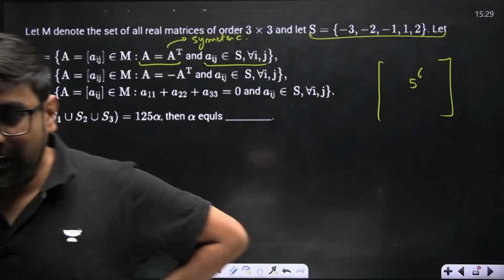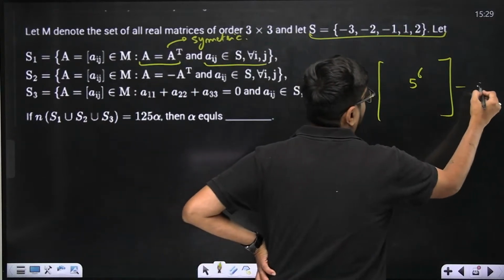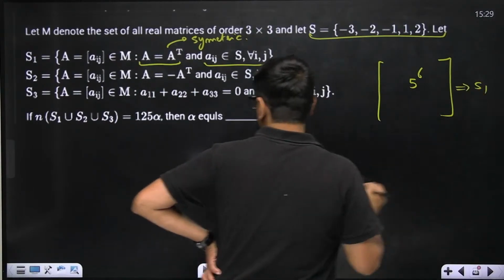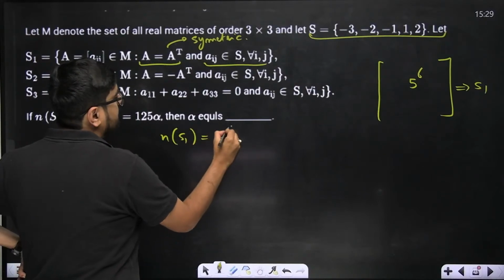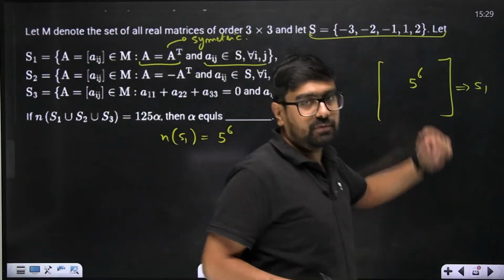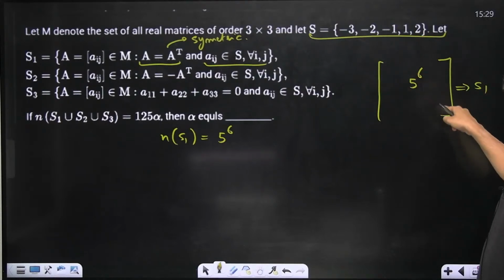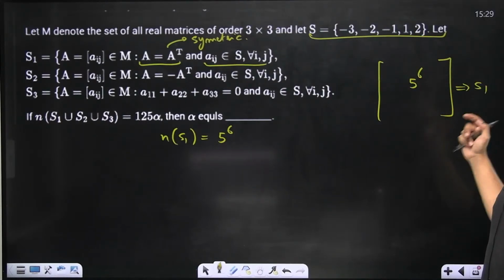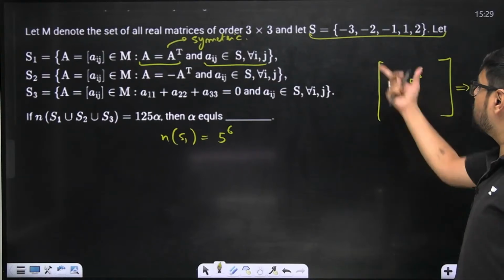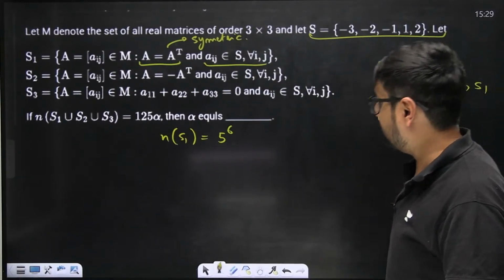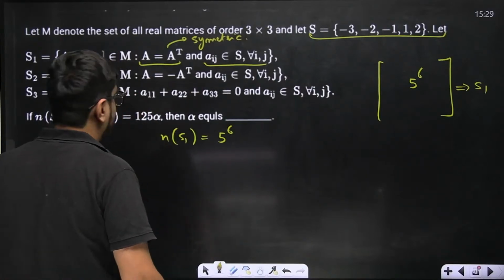So the number of elements in S1 will be 5 to the power 6. There are 5 to the power 6 ways, because 5 elements are there and 5 choices for each of the 6 independent positions. Using these 5 elements, I can make a symmetric matrix. Now for the second part.